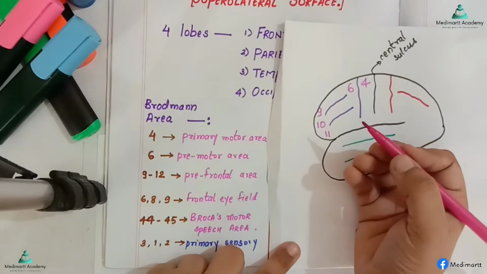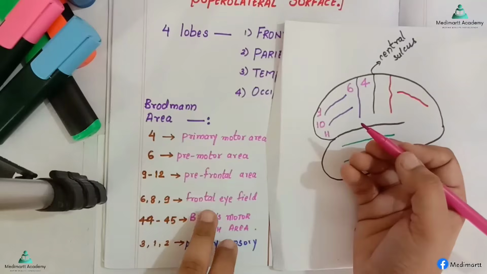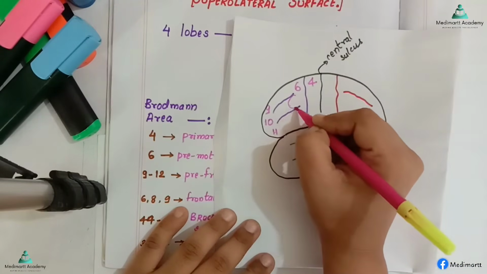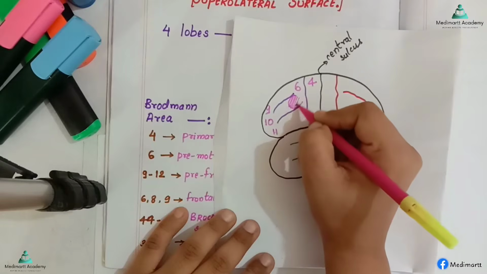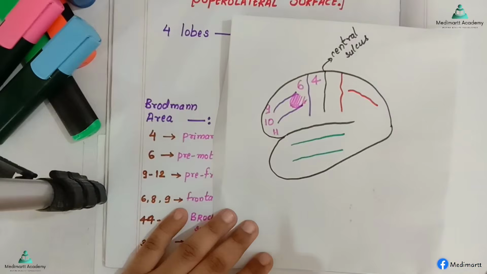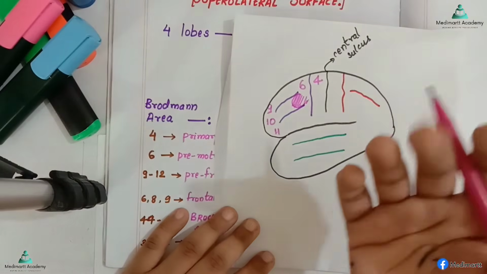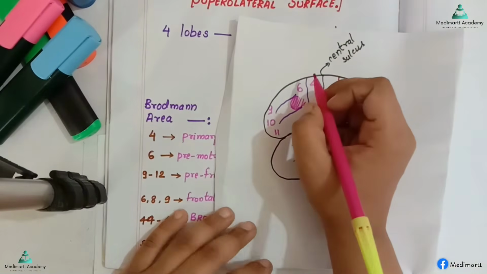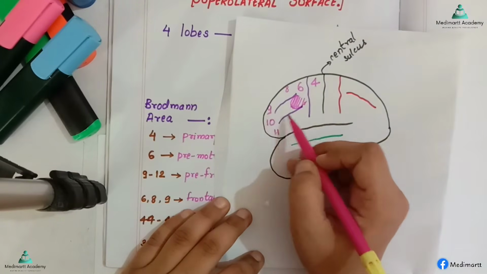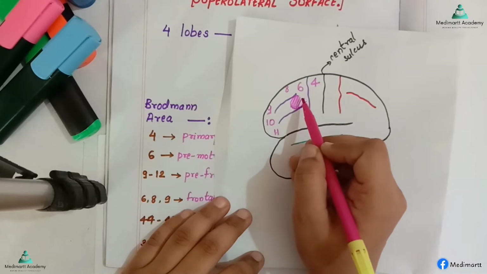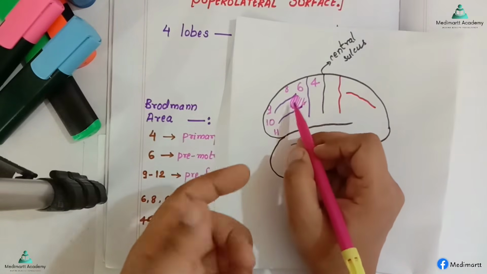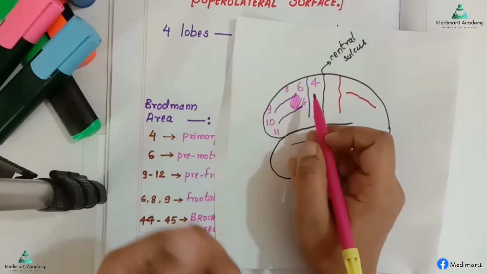Okay, then we will mark the frontal eye field. You will get the frontal eye field over here approximately. Area number 8 is actually present on the medial surface, you can see on the paracentral lobule, but for the temporary purpose I will write 8 over here. So 6, 8 and 9, so you can see this is the frontal eye field. It is present basically in the posterior part of the middle frontal gyrus.